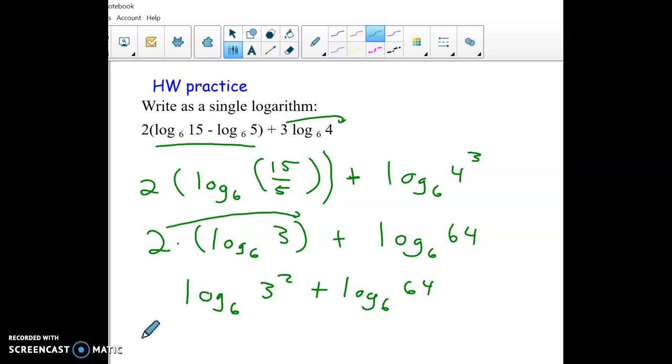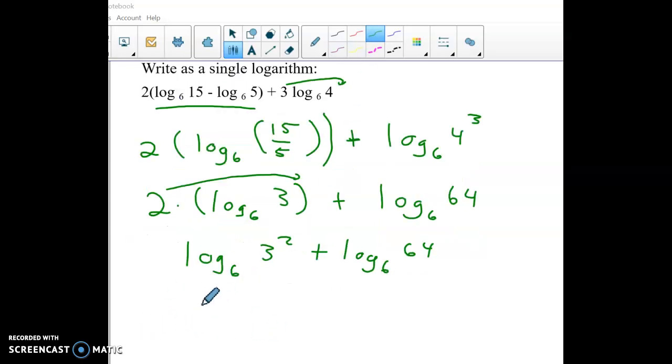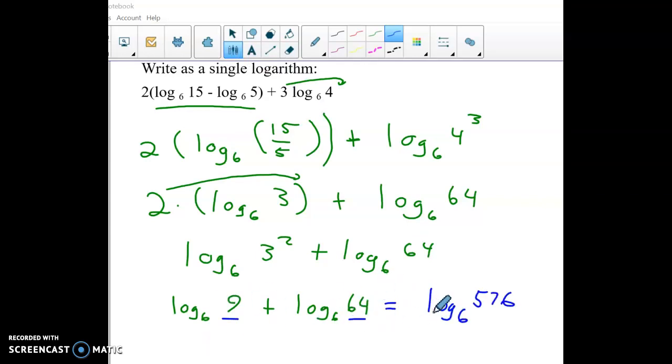All right, and then just keep going from there because I don't have it as a single log yet. So I'm going to keep going. So log base 6 and then 3 squared is 9. Okay, and now they're both log base 6's added together. So I can multiply these parts, the 9 and the 64. Right, so all that's going to be single log base 6. So I finally got it to a single log, and then just do 64 times 9. So we have a log base 6 of 576, and that's our final answer as a single log.